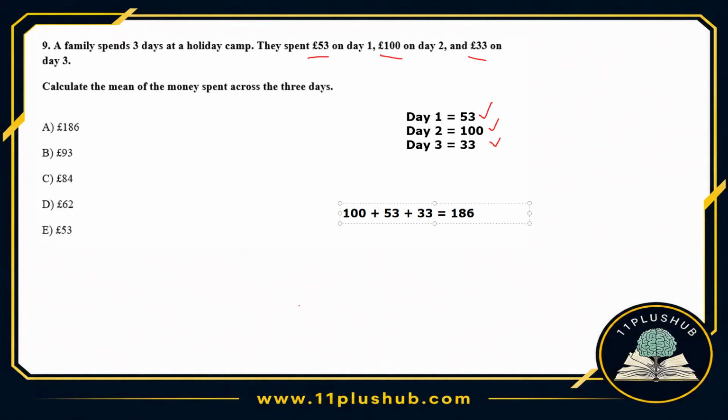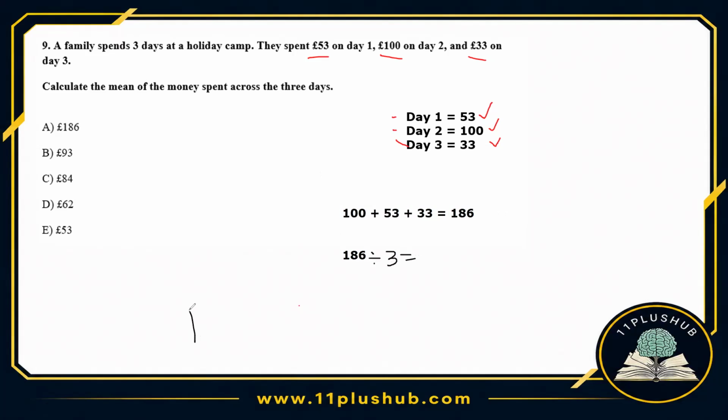And remember, we are dealing with pounds, but don't worry too much about that symbol just yet. So £186. Now, what do we need to do with this? This isn't the average. This is the total of all 3 amounts. To find the average, I divide the total by the number of values that I've got. So I do 186 and I divide this by 1, 2, 3 because there are 3 values. So 186 divided by 3.